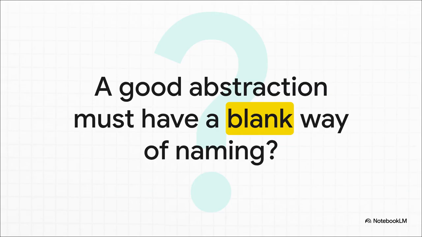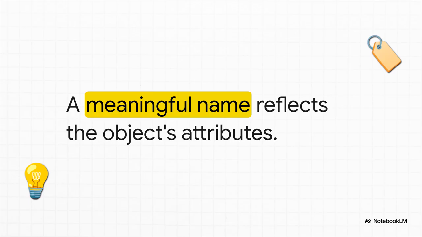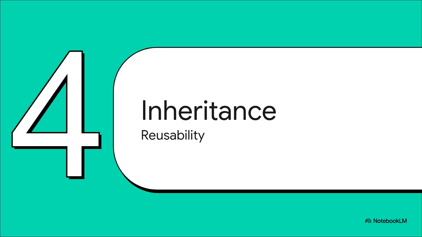Let's do another quick memory test before we move forward. Fill in the blank for me. A good abstraction must have a what way of naming that reflects the object's attributes and behaviors. Meaningful. Yeah, meaningful naming. You want your data types to perfectly reflect what they actually do. The name itself should tell another programmer right away what the object's attributes and behaviors are. Okay, you're doing great. Section 4, understanding inheritance.